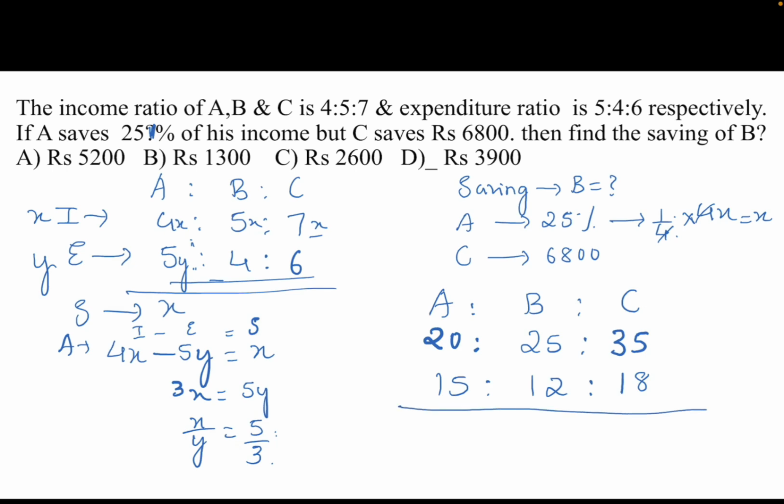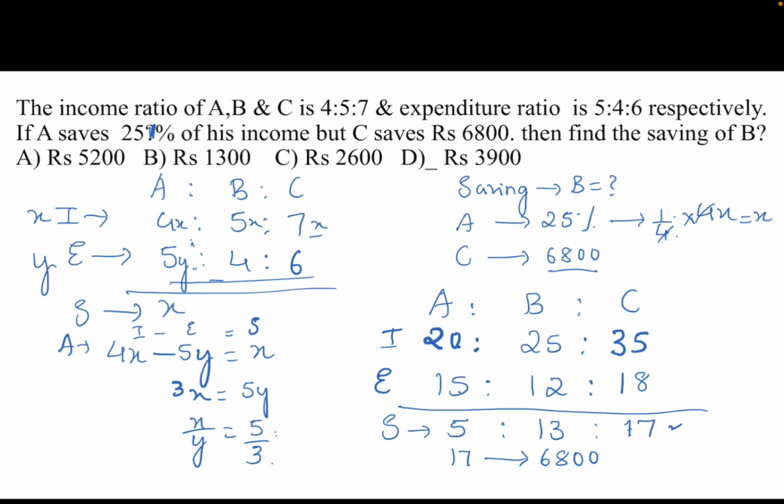Now this is income ratio, and this is expenditure ratio. Savings ratio is what? Saving is how much? 20 minus 15 is 5 parts. 25 minus 12 is 13 parts, and 35 minus 18 is 17 parts. Okay. Now this is the savings ratio. Now we know that savings of C is 6,800. That means 17 parts is 6,800, because 17 parts is C's saving, isn't it? So 17 parts is 6,800.